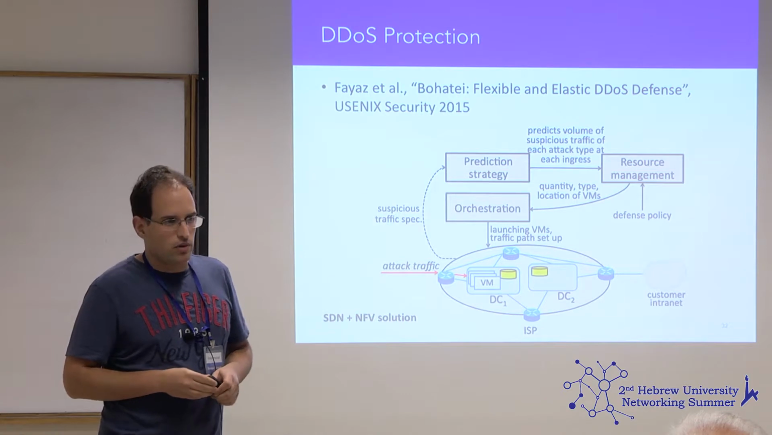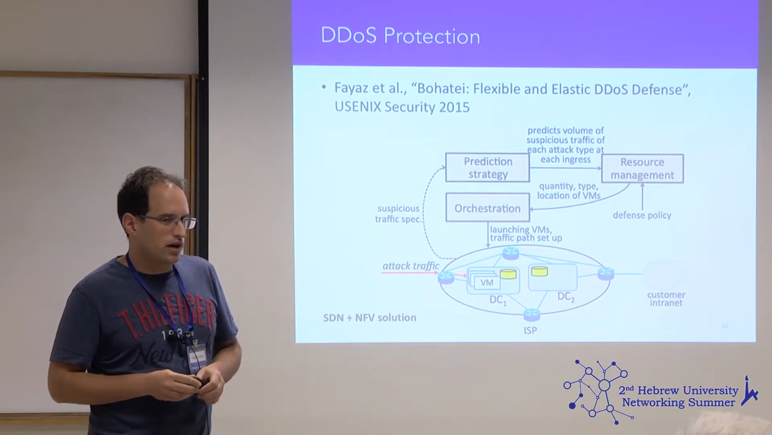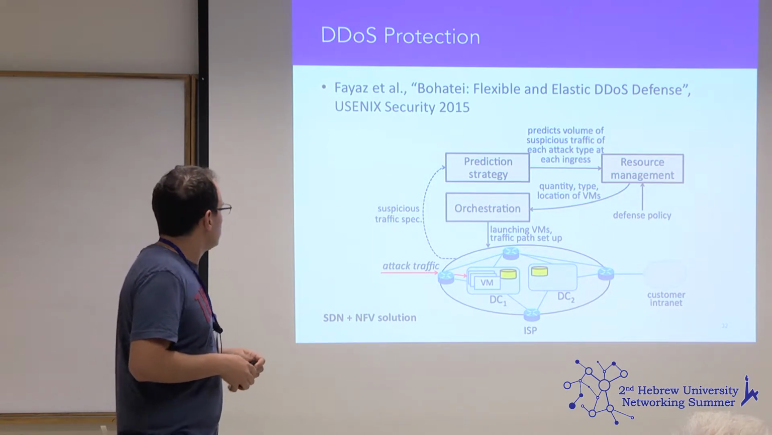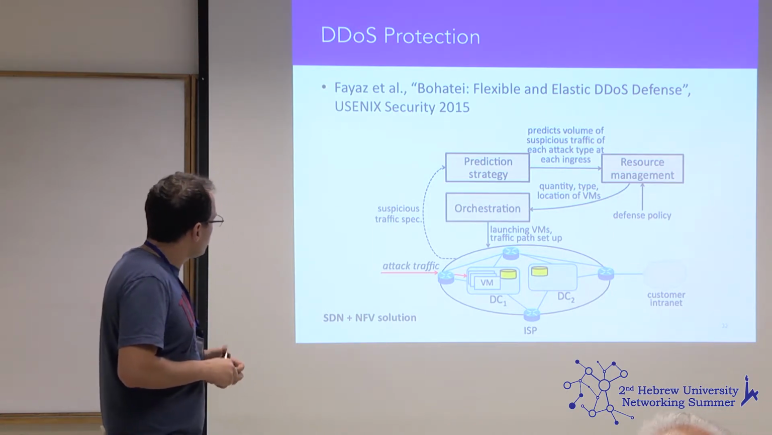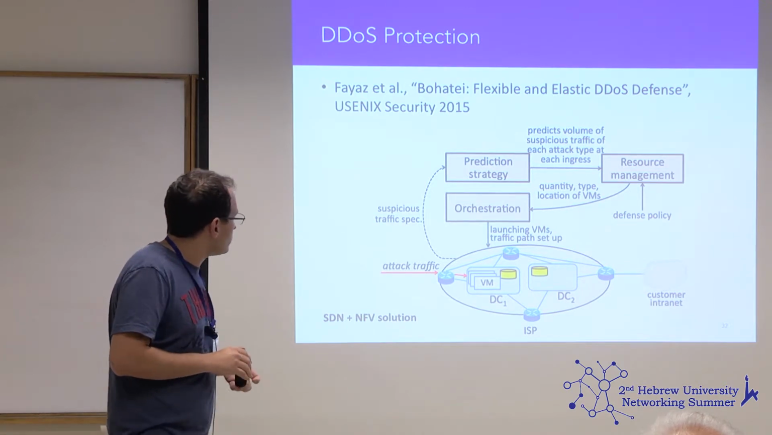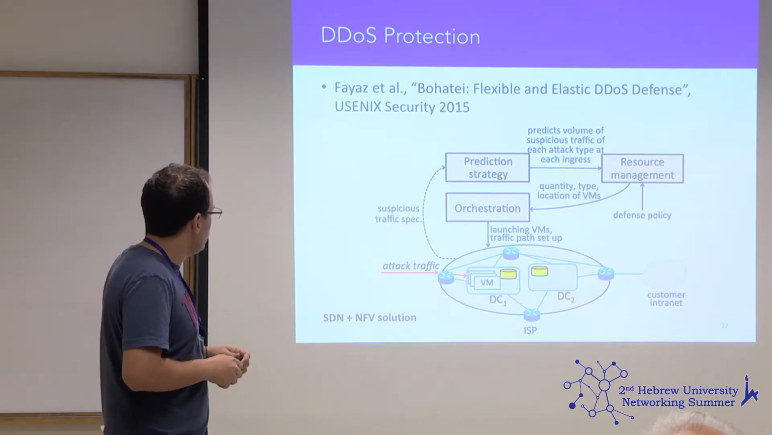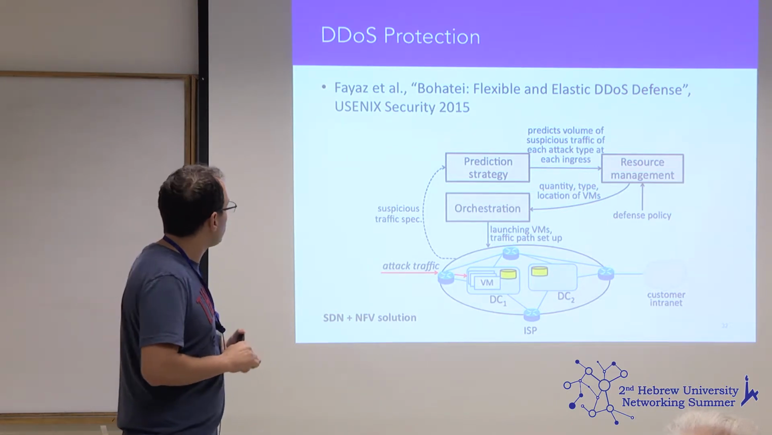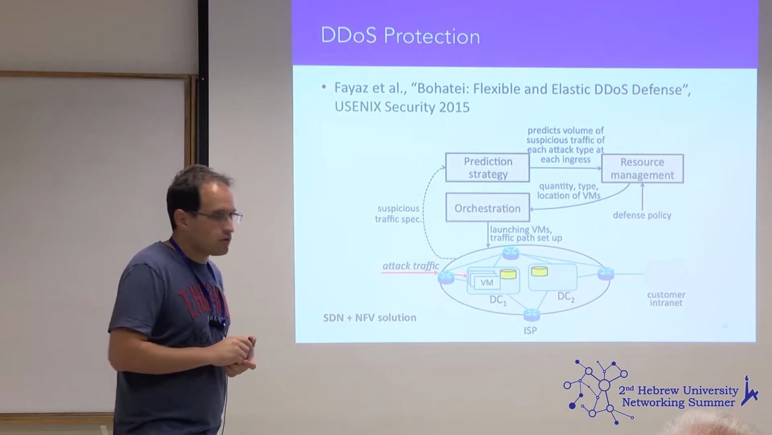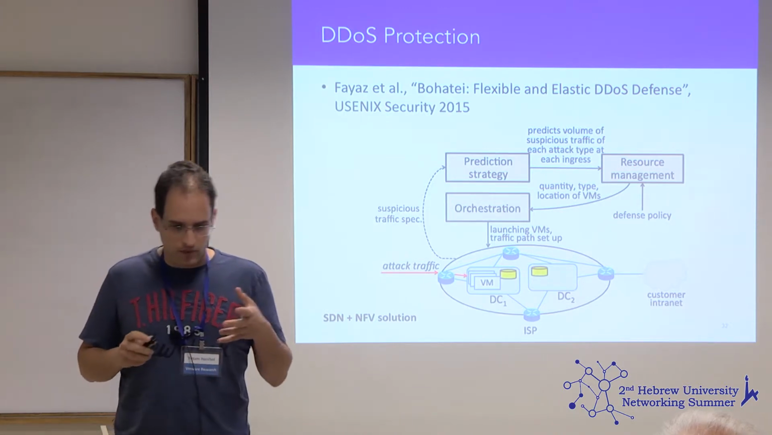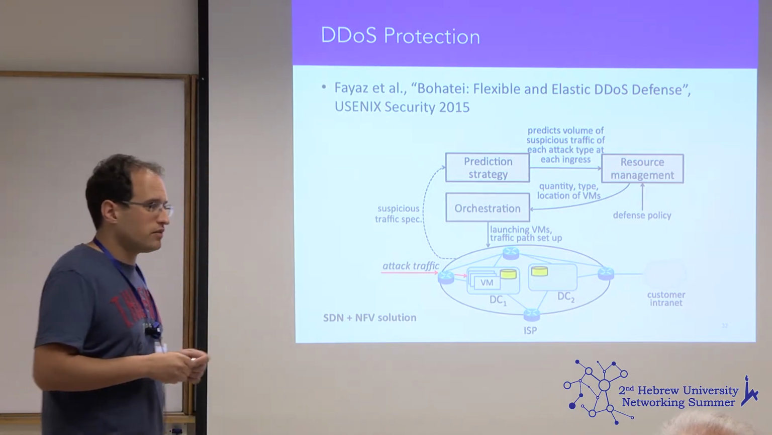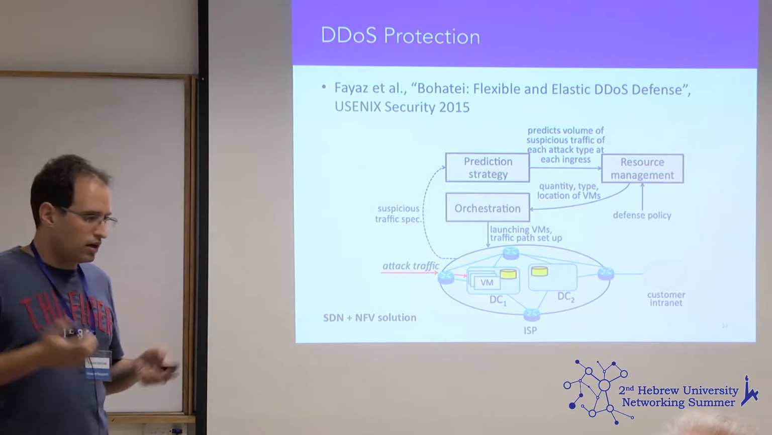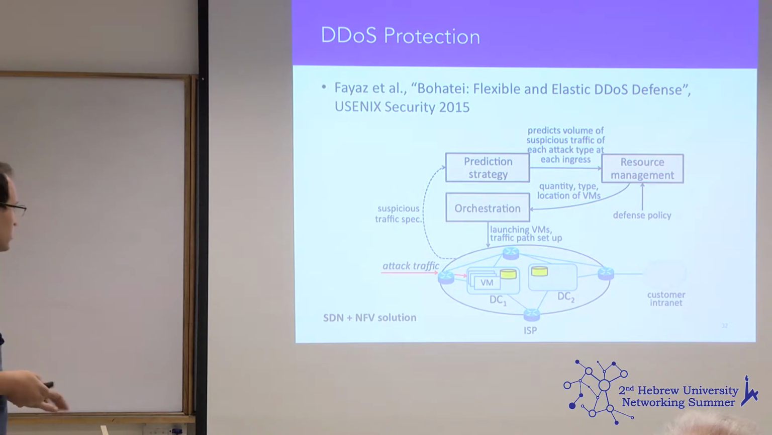The biggest area where I see the highest number of publications is DDoS prevention and detection. This is one paper from Usenix Security 2 years ago. They use SDN and NFV in order to protect from DDoS attacks. They use SDN to actually identify the attacks, and then they use NFV that is scaled on the fly in order to contain the attack and to mitigate it.